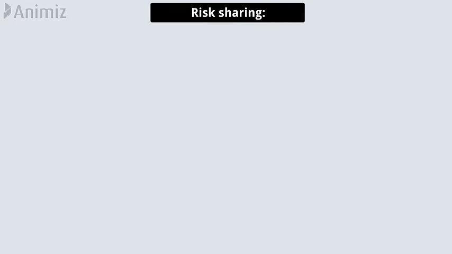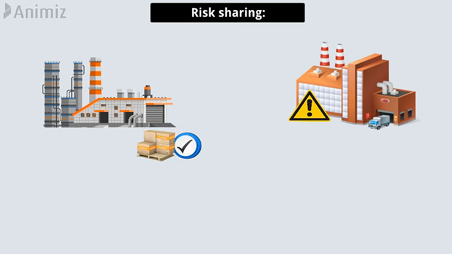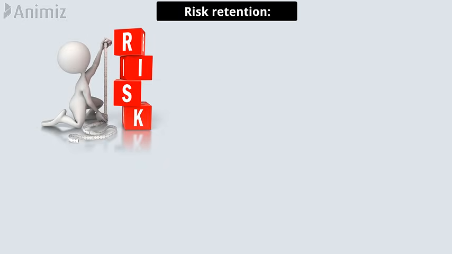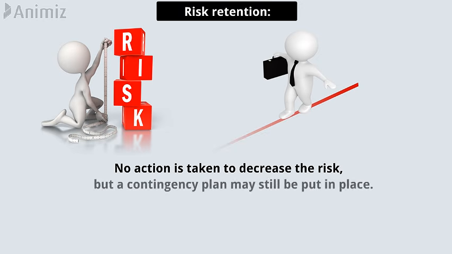Risk sharing. Risk sharing is when an organization will transfer or share part of the risk with another organization. An example is outsourcing manufacturing or customer service functions to a third party. Risk retention. Risk retention occurs when risks have been evaluated, and the organization decides to accept the potential risk. No action is taken to decrease the risk, but a contingency plan may still be put in place.